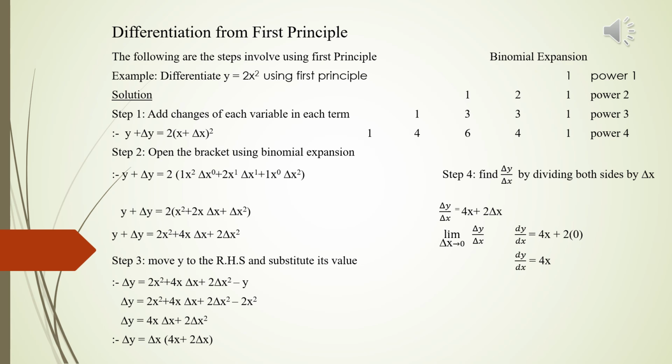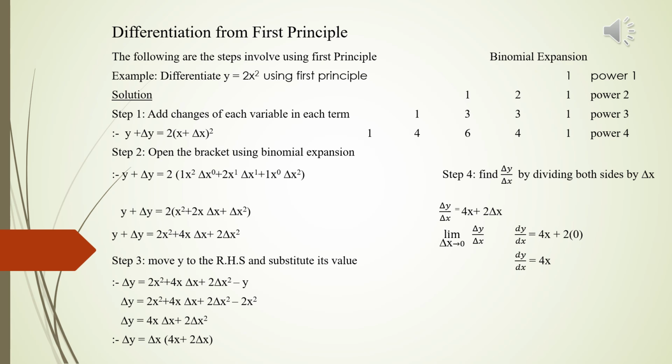Step 2, open the bracket using binomial expansion. So we have (x plus change in x) raised to power 2. We have to open that bracket. So what are the coefficients to use? We have 1 2 1 as our coefficient. So we have y plus change in y equals 2 open bracket. We have 1 x^2 change in x^0. We are going to include our coefficient, our variables x and change in x. The powers of x will be decreasing while the powers of change in x will increase. So we have plus 2, which is the second coefficient, x^1.